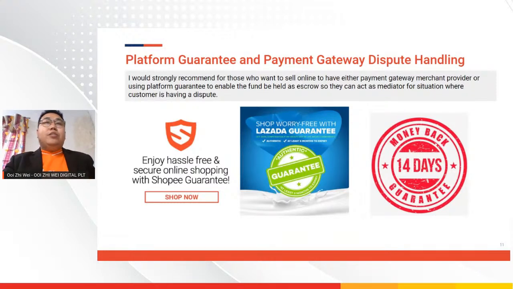Of course, the easier way is to go with Shopee and Lazada guarantees, where most of the time they have what we call support logistics. Basically, as long as it's marked under support logistics, you hand over and they will handle the case for us.